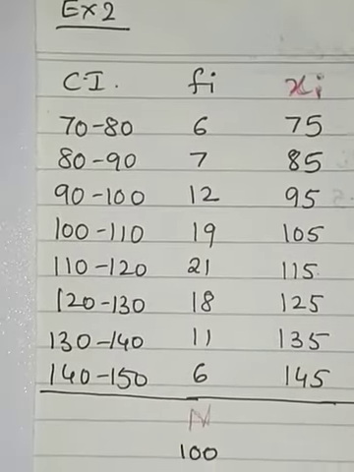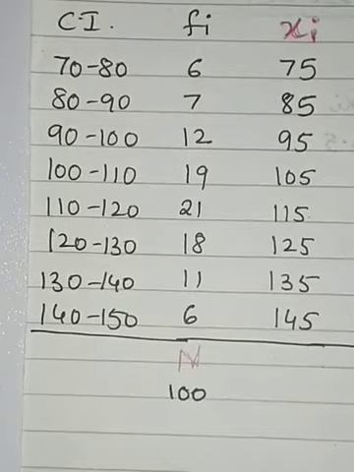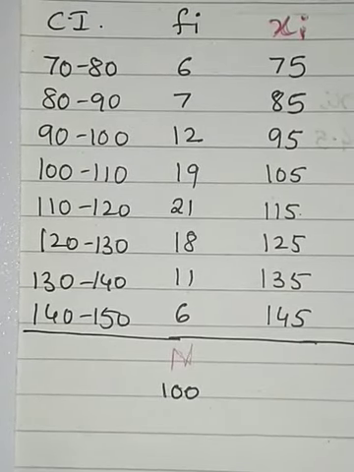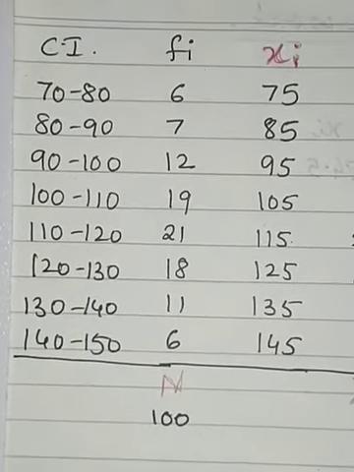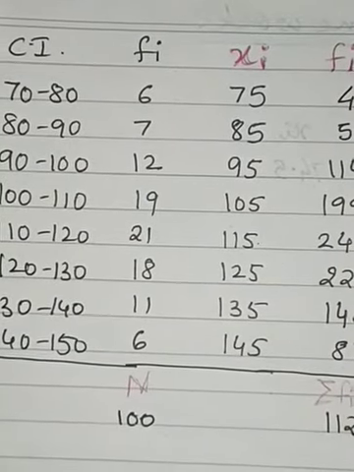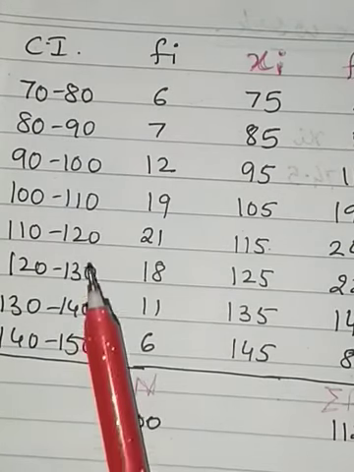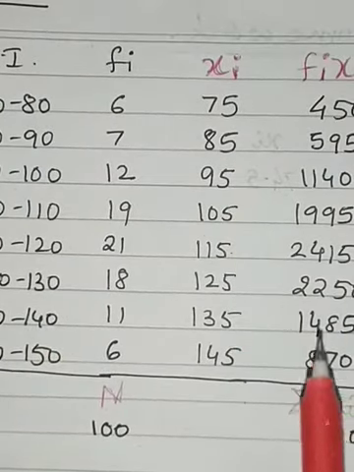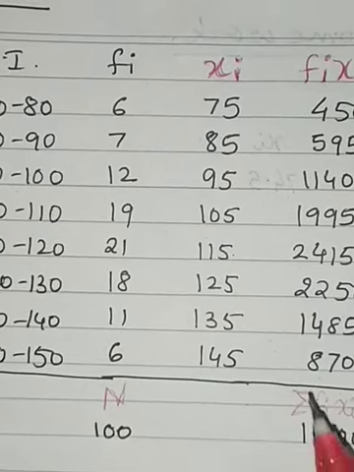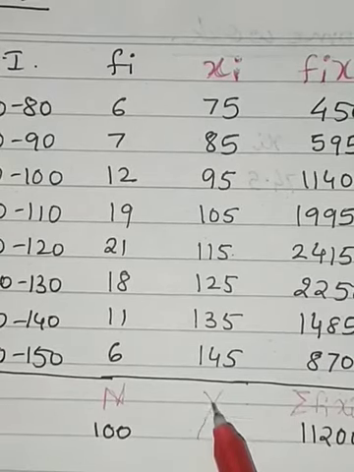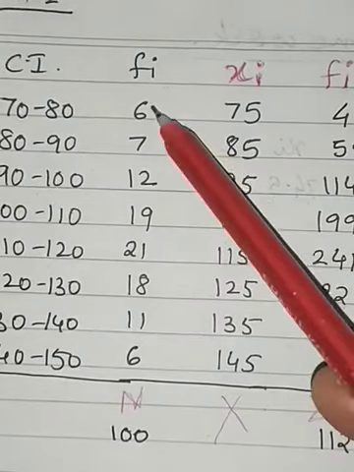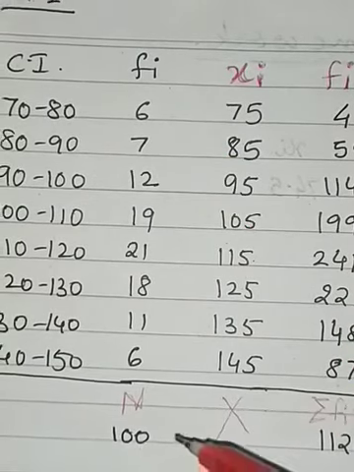I have another example for you. Class intervals 70, 80, 80, 90, 90, 100 up to 140, 150. This is a simple example. Fi we have, then we are taking midpoints of every class interval. 70, 80, the midpoint is 75 and so on. So remember, we are not adding here, but we are adding here, which is n equal to 100.